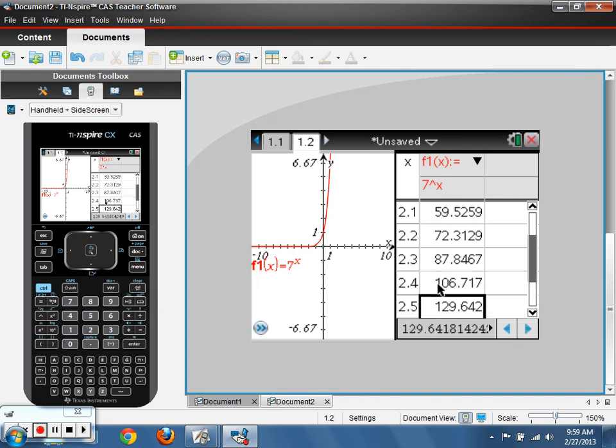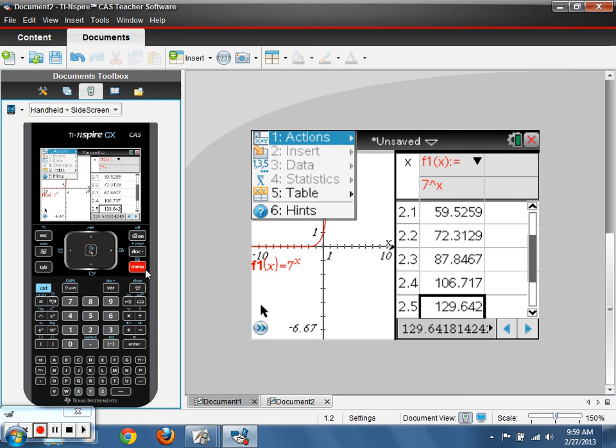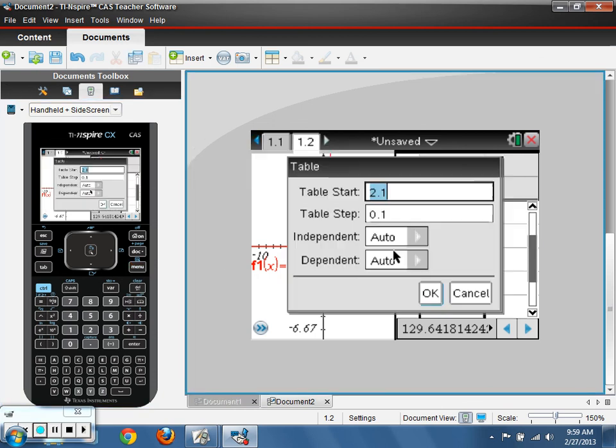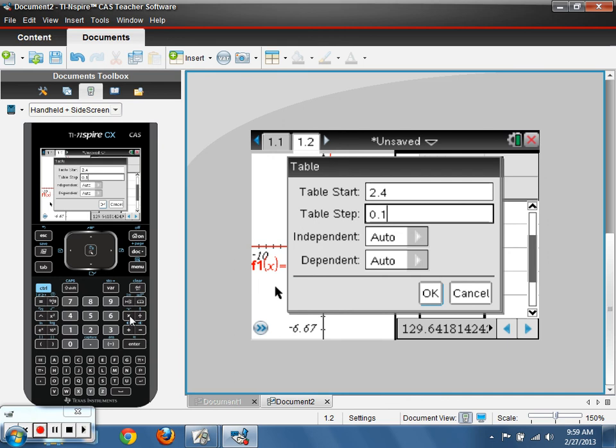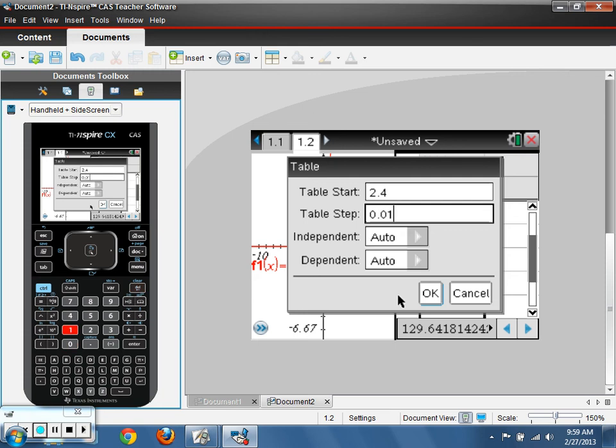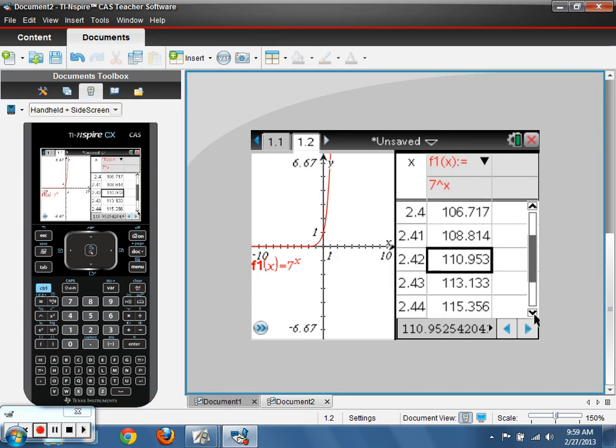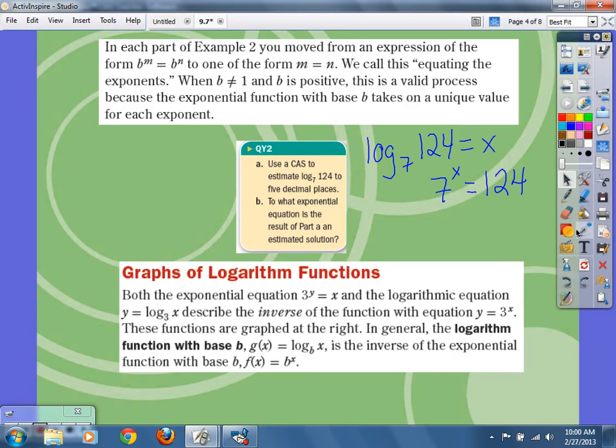124. It's going to be between 2.4 and 2.5. So I'll change it one more time. They want me to do this lots of times though. Oh crap. 2.4. Looking for 124. Okay, between 2.47 and 2.48. This process would continue. Okay, it's not fun at all. 5 decimal places is a ridiculous amount to ask you to go on that.